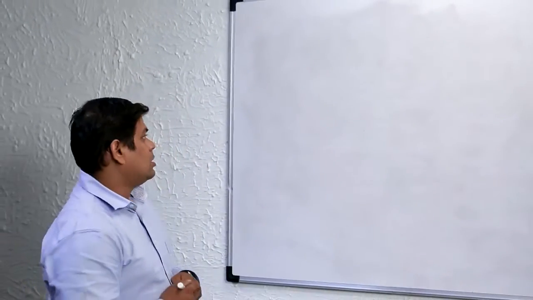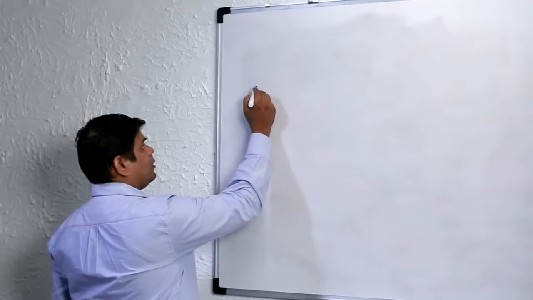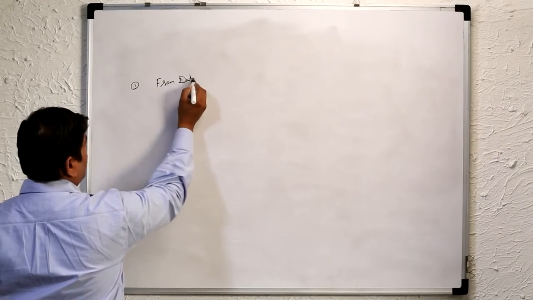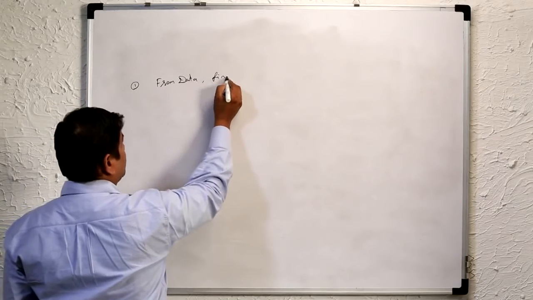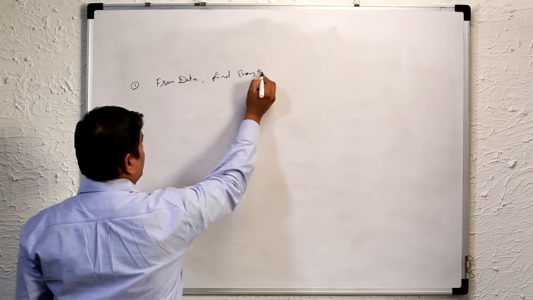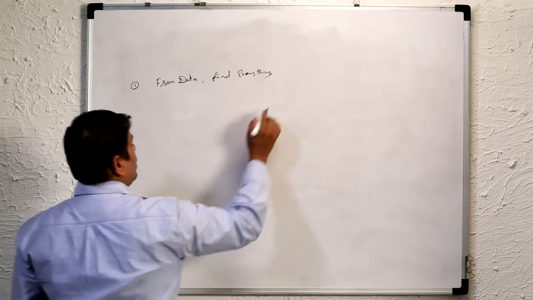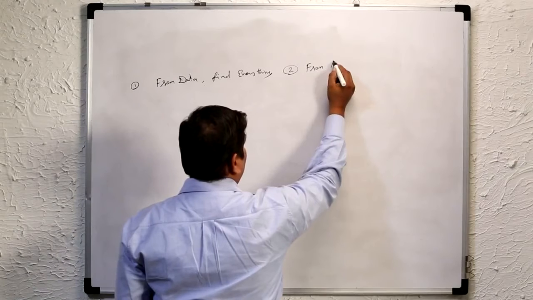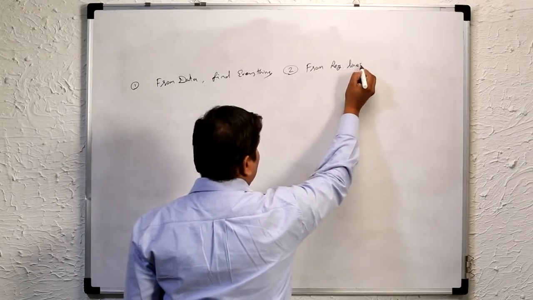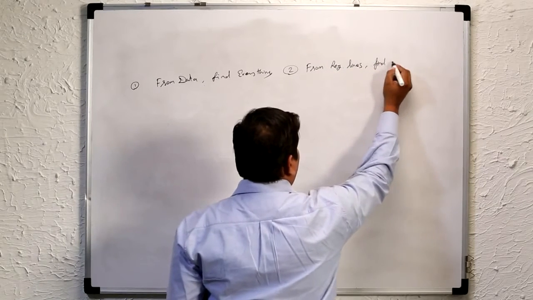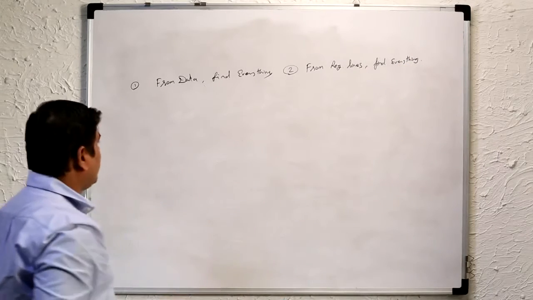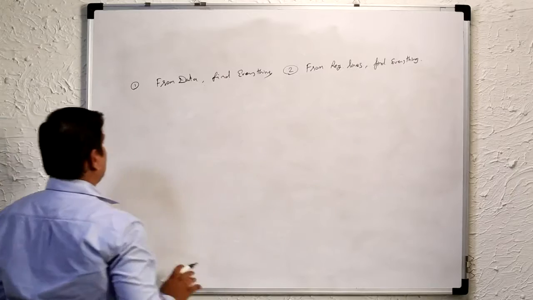Now let us start with types of sums in regression analysis. We have only two categories here. The first is from the data, find everything. That's the first category. We have a second category, from regression lines, find everything. Now let us see what we mean by find everything in both cases.